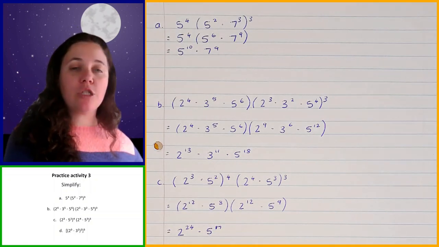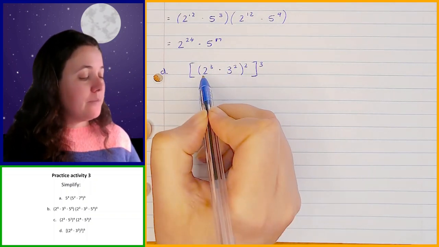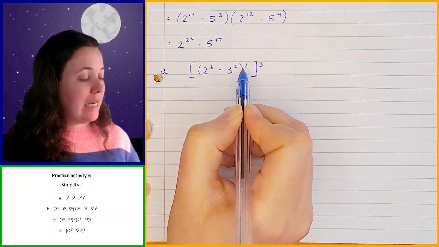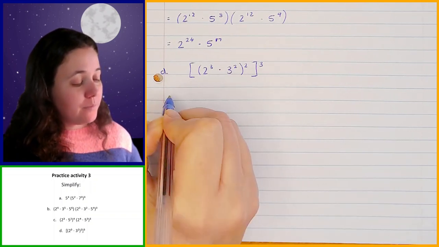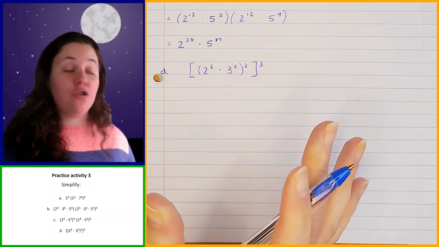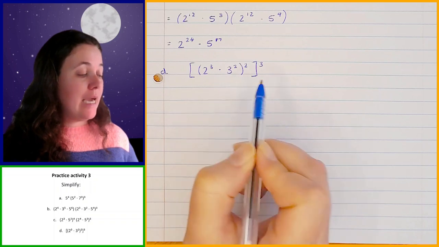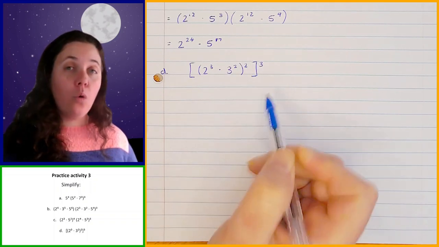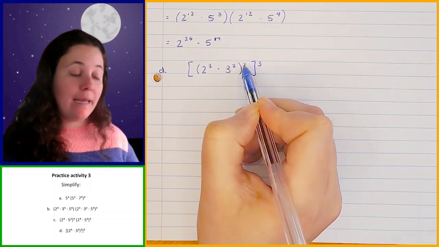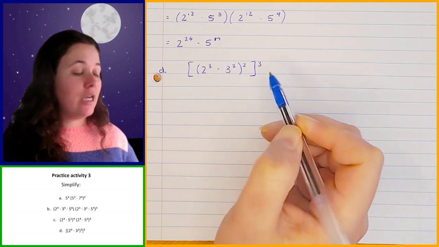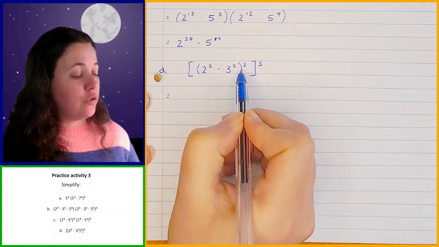And then the last one, question D, we have in square brackets and then in round brackets, 2 cubed times 3 squared, and outside the round brackets I've got a square, and outside the square brackets I've got a cube. Okay, so first of all, there are actually two ways that I could do this. I can apply the square to everything inside, and then apply the cube to everything inside, or I can work from the outside in, I can apply the cube to the square, and then apply it to everything inside. So I'm going to show you both ways. Okay, so first, let's do it where I do the square to everything inside.